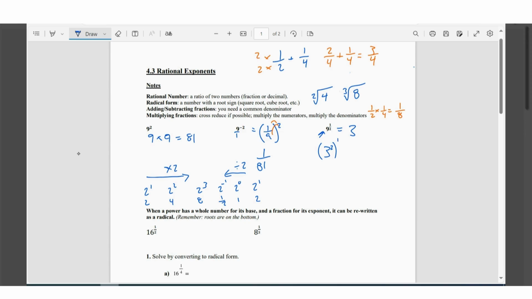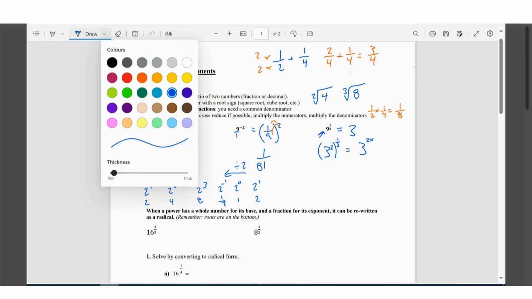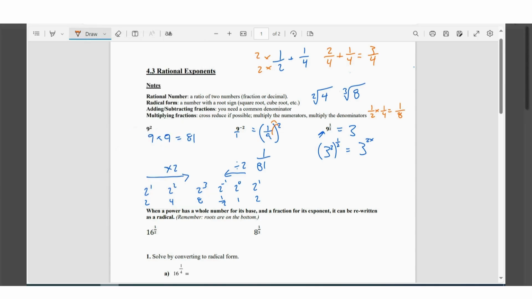And if you imagine I put that to the half. So if I have 3 squared to the power of a half, now let's use the exponent laws to solve this. I'm going to have 3 to the 2 times, remember, if you have power of powers, you can multiply that, times 1/2.